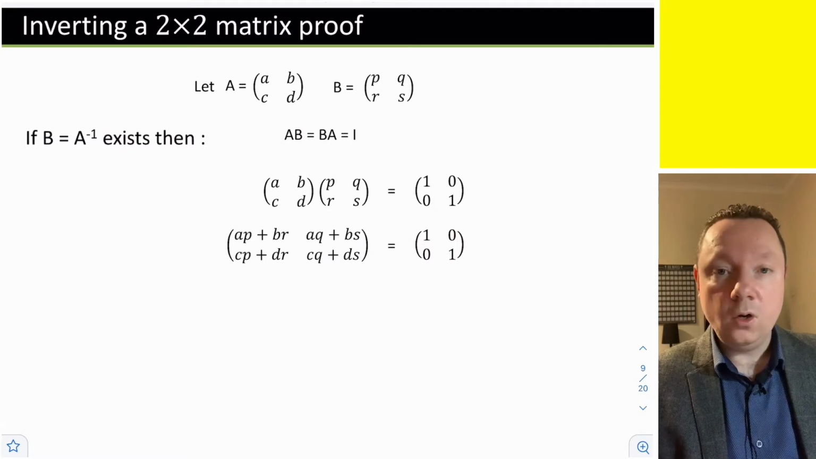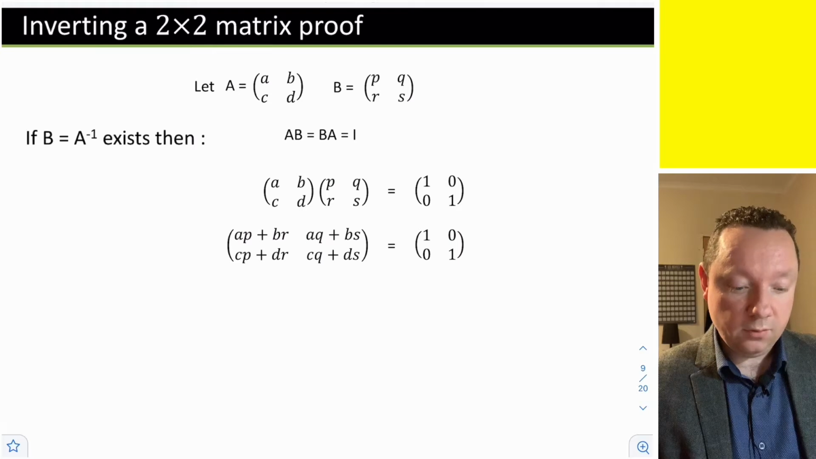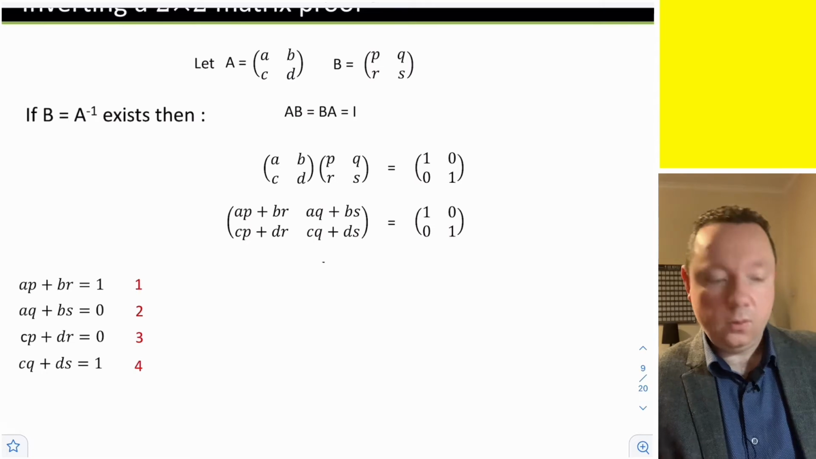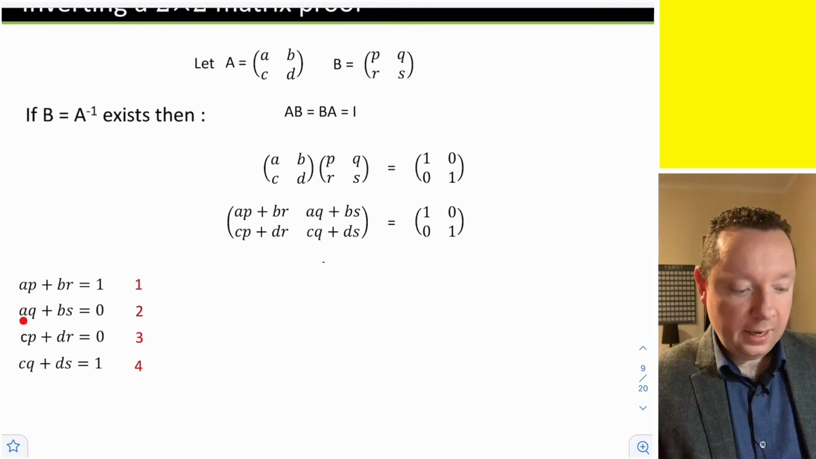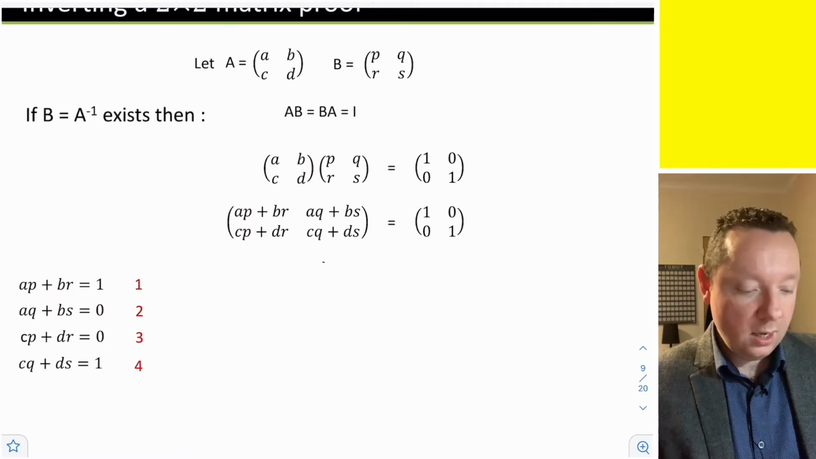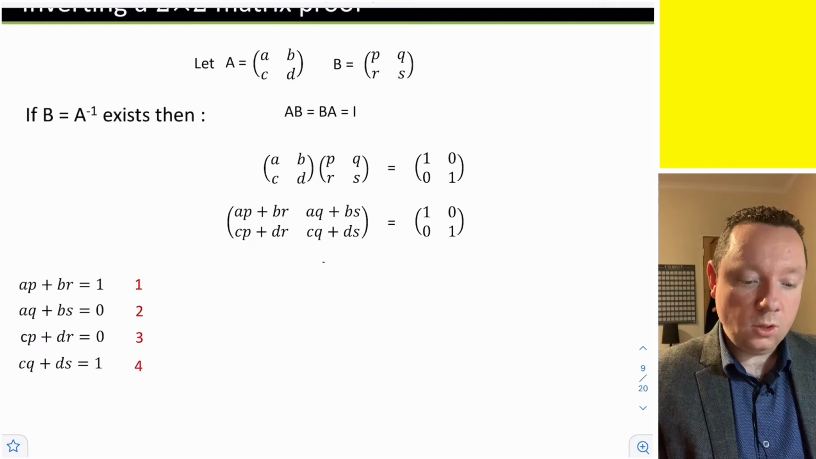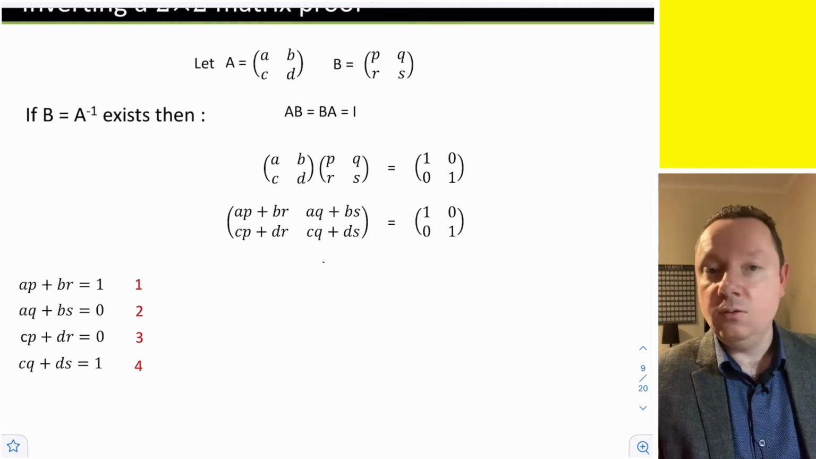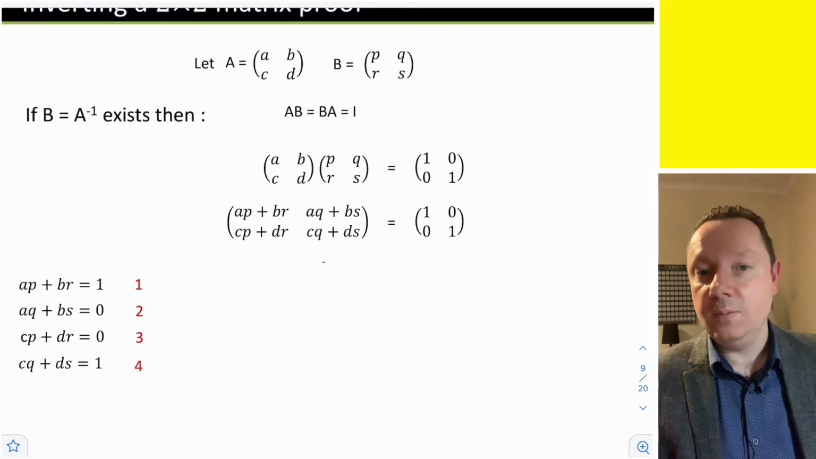So we've now got 4 equations that we can then solve. We've got this equation, this equation, this equation, and this equation equals these numbers. So these are our 4 equations: ap plus br equals 1, aq plus bs equals 0, cp plus dr equals 0, and cq plus ds equals 1. And we really want to know, what does p equal, what does q equal, what does r equal, what does s equal in terms of a, b, c, and d. And that's what we're going to do now, but with some basic manipulation.